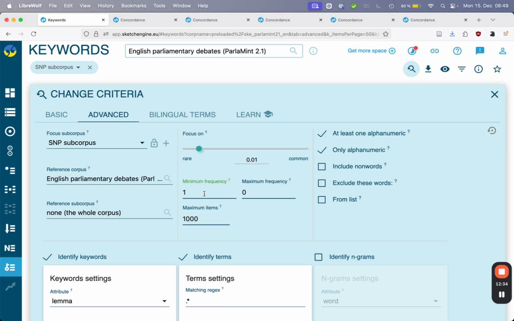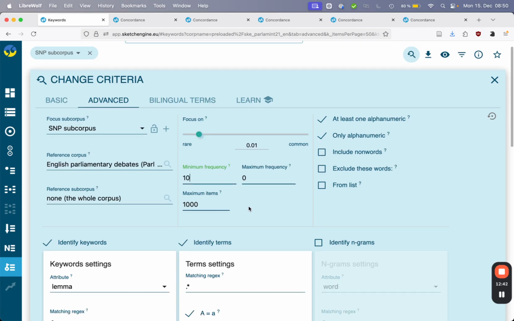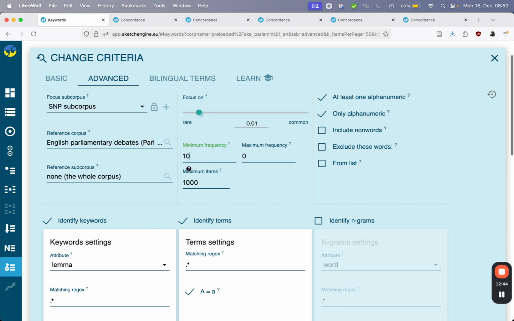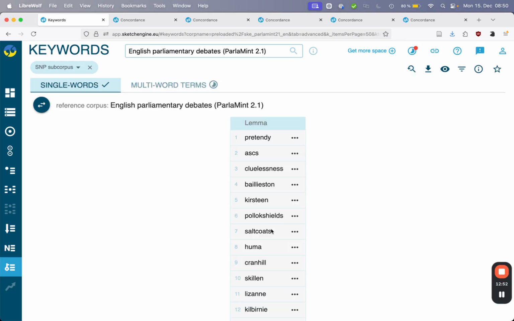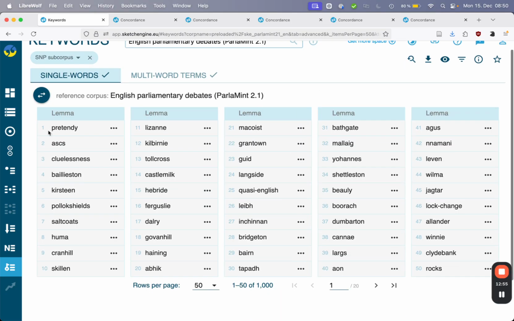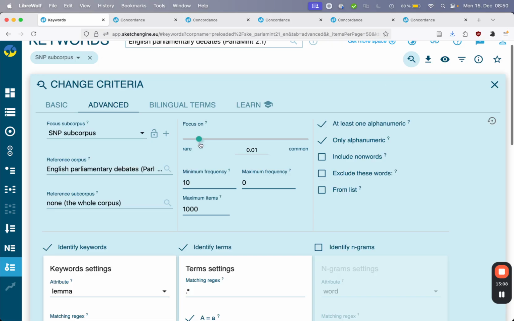It is also worth considering adding a minimum frequency of, say, 10 occurrences. That's 10 occurrences in the subcorpus that we're looking at, and this will ensure that something like a typo or something that's mentioned just once by one speaker is not added to the list of keywords. And so here now pretendy is at the very top, and we have some of the same things as we had earlier on, but you can see the order has changed, and some words are no longer on the list. But on the whole, this is the cursor that you'll want to experiment with most.